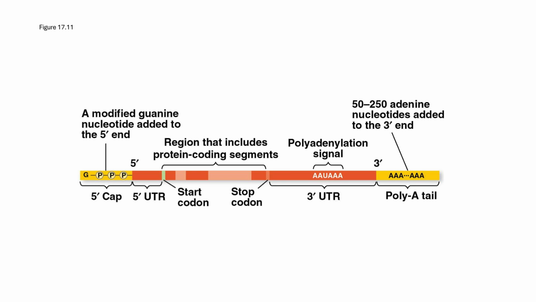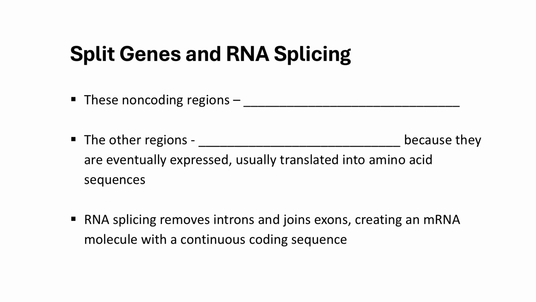Now again, remember, these are modifications that are happening in eukaryotic cells. Not only do eukaryotic cells need alteration of these mRNA ends, but the genes also need to split where RNA is going to be spliced. So there are going to be two different regions that we see within the mRNA. Non-coding regions that are called introns, and other regions are called exons. Now these exons are eventually expressed. Usually they're translated into amino acids because these are going to be the coding regions of the RNA.